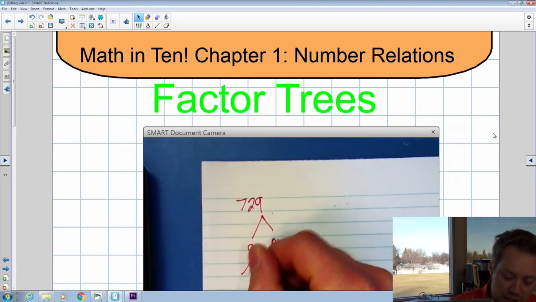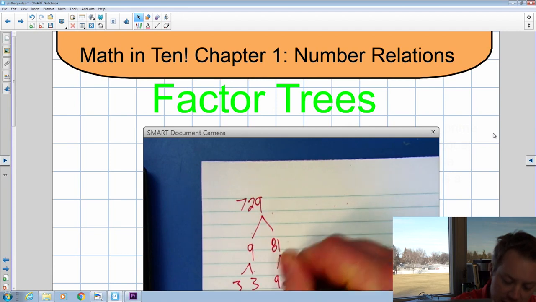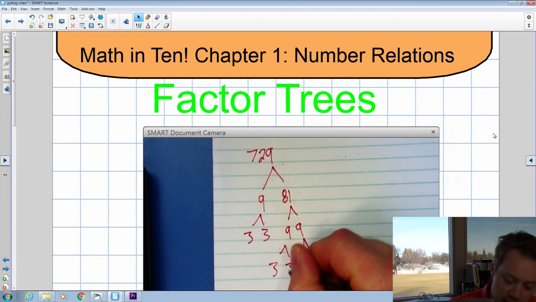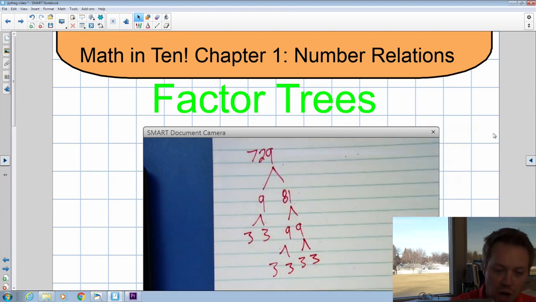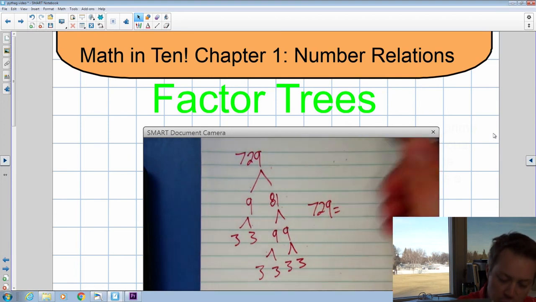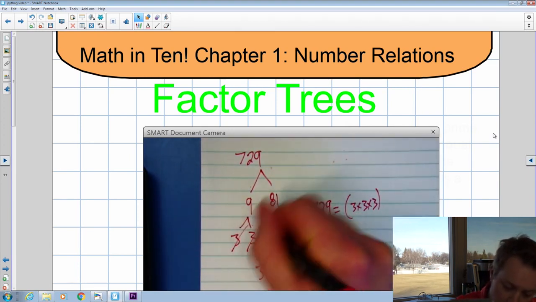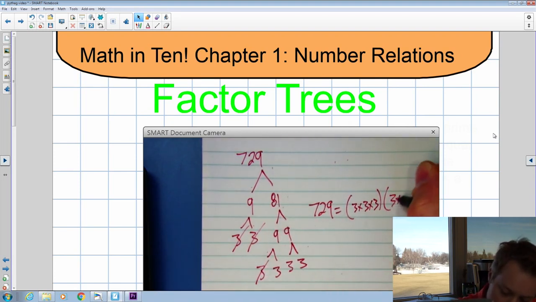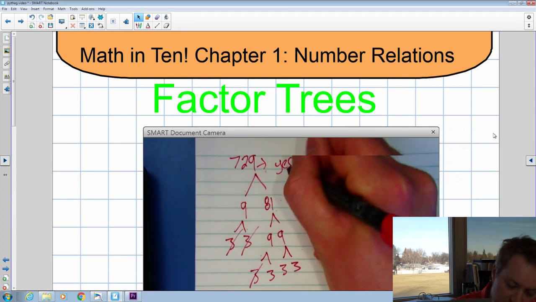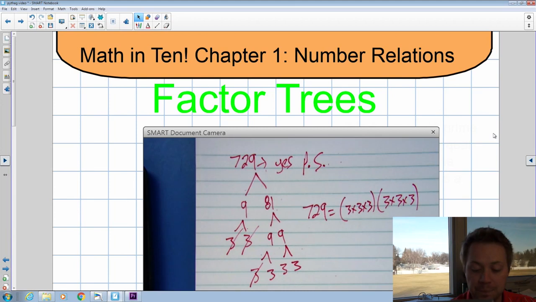And then the 9 breaks down into a 3 and a 3. 81 breaks down into 9, 9. Each of those 9s breaks down into a 3 and a 3. So what I've got here are 6 3s. I can put those into two groups that are equal. 3 times 3 times 3. 1, 2, 3. And 3 times 3 times 3. So, yes, 729 is a perfect square.